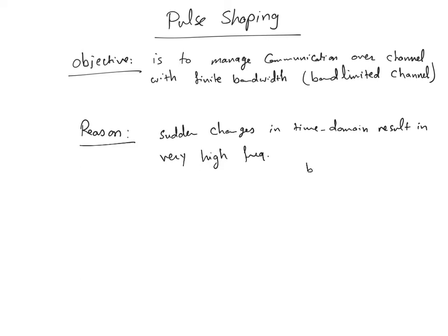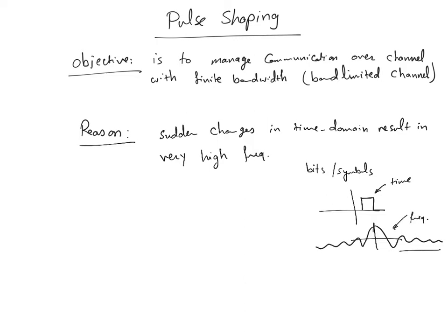Remember that our bits or symbols are generally represented by a sudden rise to a value and then a sudden fall to another value, right? Which is what we call the square pulse shape that we deal with in the digital domain. Now the problem is that this in time results in what we remember as the sinc function in frequency, right? This is in frequency. But the sinc function never finishes. It keeps on having values even when you reach infinite frequency.